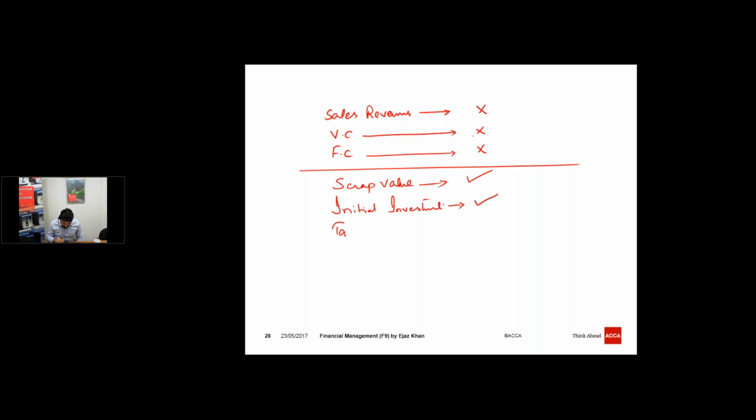Okay, tax benefits on capital allowance. Will this be affected? Yes, because if you lease the asset, it means you don't own it. Since you don't own the asset, tax authorities will never allow you capital allowances, so there will be no tax benefits on capital allowance in case of leasing. But in case you purchase the asset, you will get the tax benefit on capital allowances. Therefore, this will also be relevant.